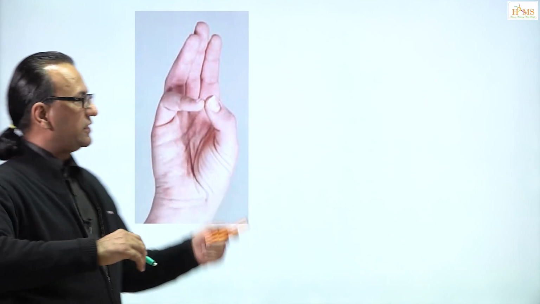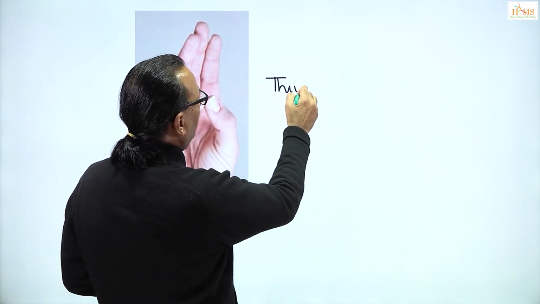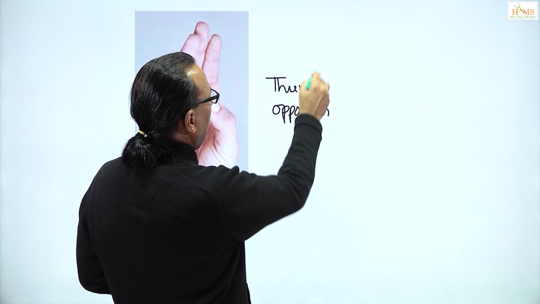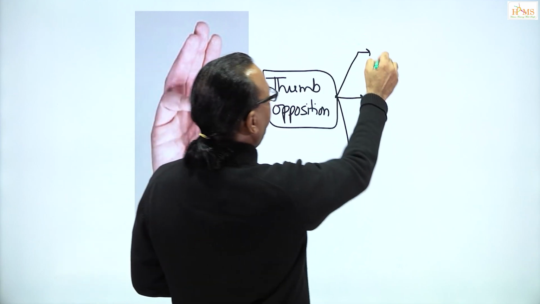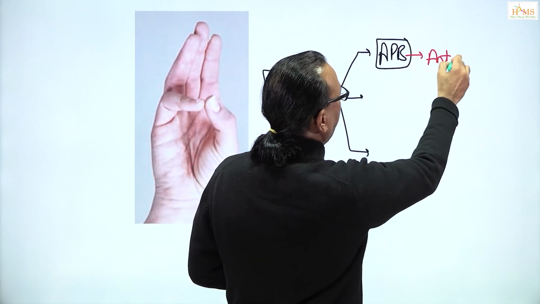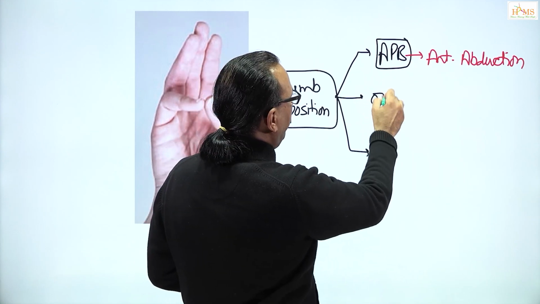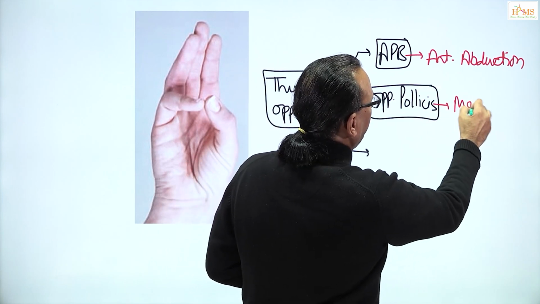We need to understand that the movement of thumb apposition is a complex movement and it will require the participation of at least 3 muscles. And which 3 muscles? They are in a sequence. Number 1, abductor pollicis brevis, which is for anterior abduction of the thumb. And number 2, it is the opponens pollicis, which is for the medial rotation of the thumb.